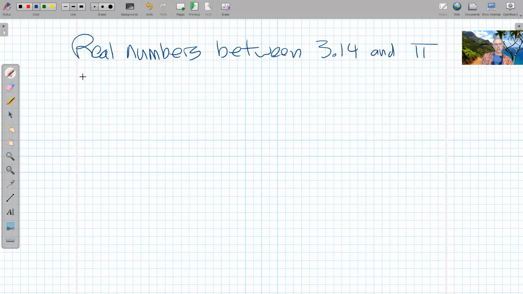Pi is the classic example of an irrational number. Irrational numbers have decimals that go on forever without repeating.